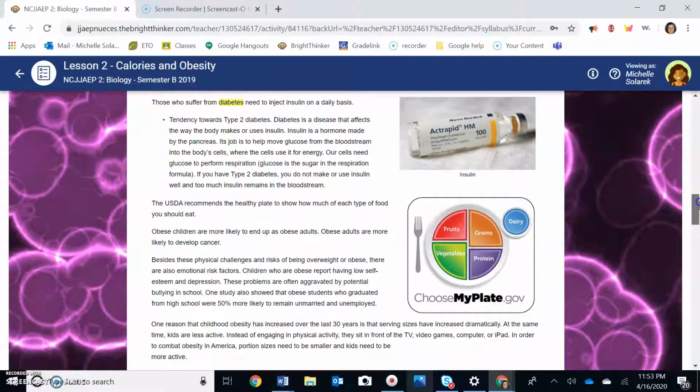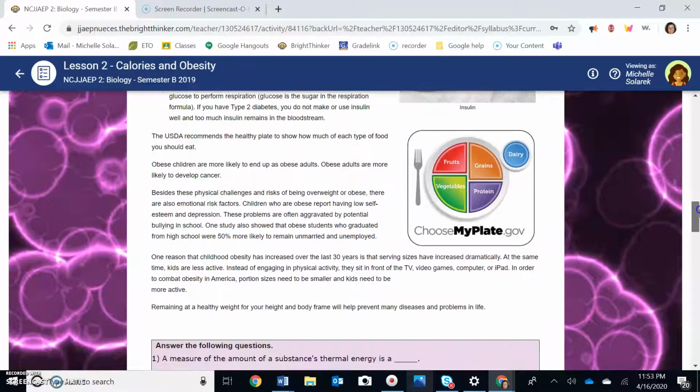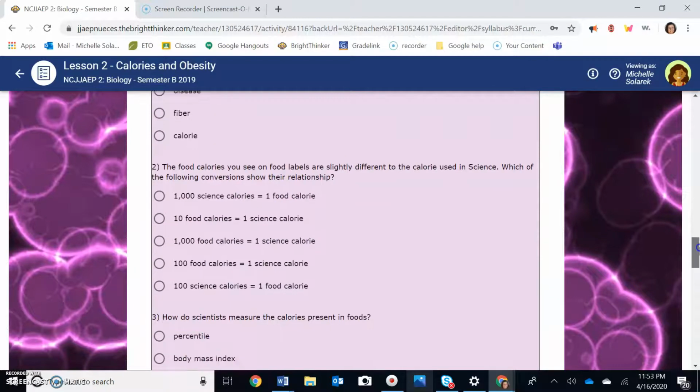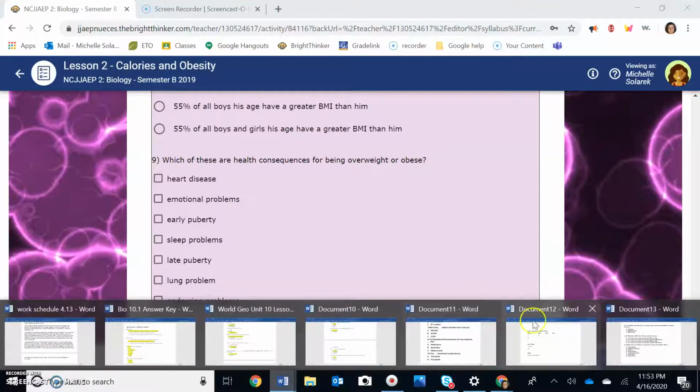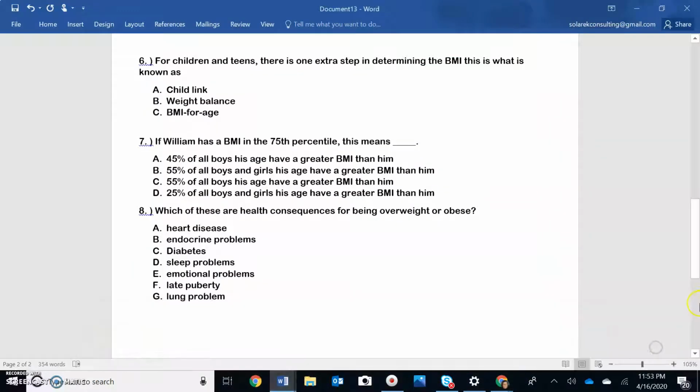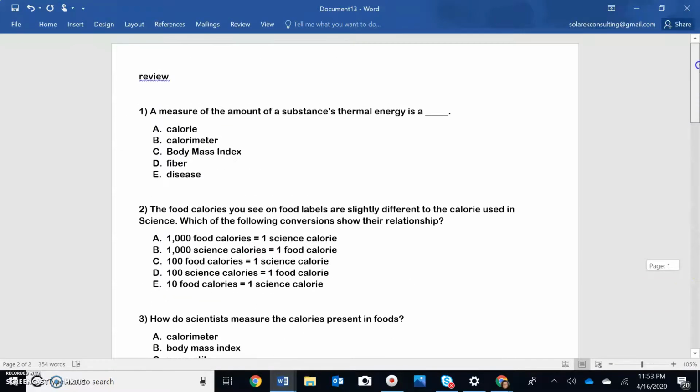Okay, so just a little peek for you guys. Oh, there's a little bit about healthy eating. These were the questions you were going to answer. And these are the questions that you get to answer. Now, the only thing is I didn't get to copy and paste today, so we'll have to go back and forth. So what measures the amount of a substance thermal energy?